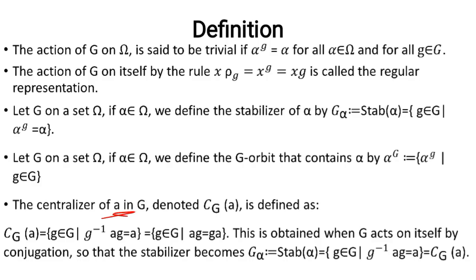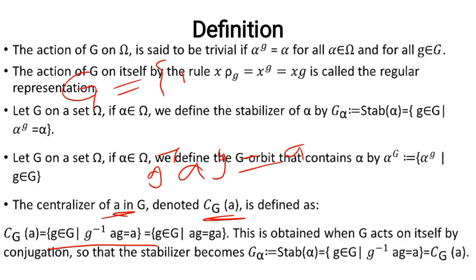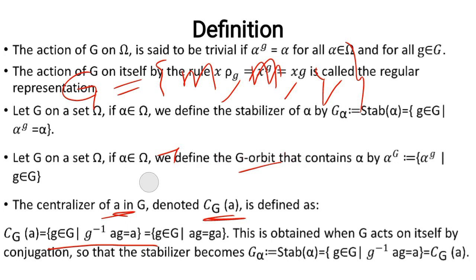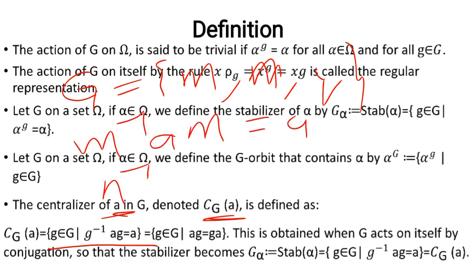The centralizer of A will be denoted this way, and this is the definition of it, meaning that any g I pick and it acts on this element A, it will give me back A. So any element in G. If G were to be the set, say M, N, Q, these are three elements, it means that M inverse AM must give me back A, N inverse AN will give me back A, Q inverse AQ will also give me back A.